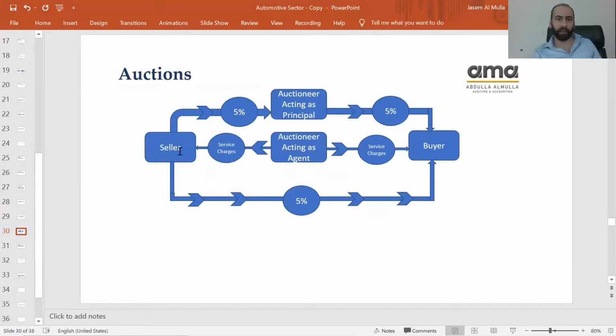Okay, here, for example, we have the seller and the auctioneer acting as principal. From the seller to the auctioneer acting as principal, we have to charge 5% standard rate. And from the auctioneer acting as principal to the buyer, we also have to charge 5%. And if the auctioneer is acting as agent, directly from seller to buyer, it's 5%. Here, the auctioneer is ignored.